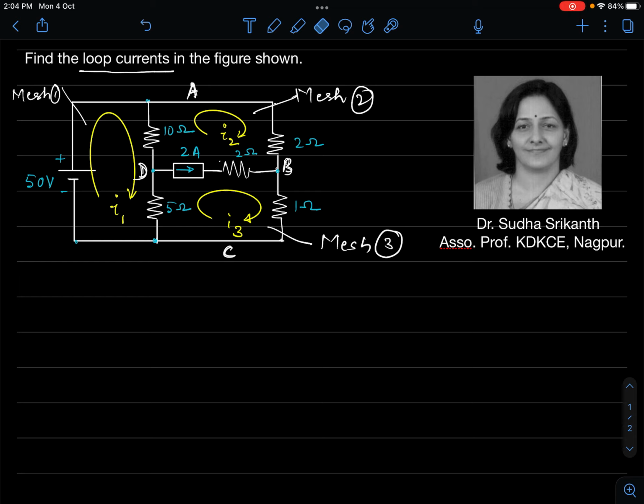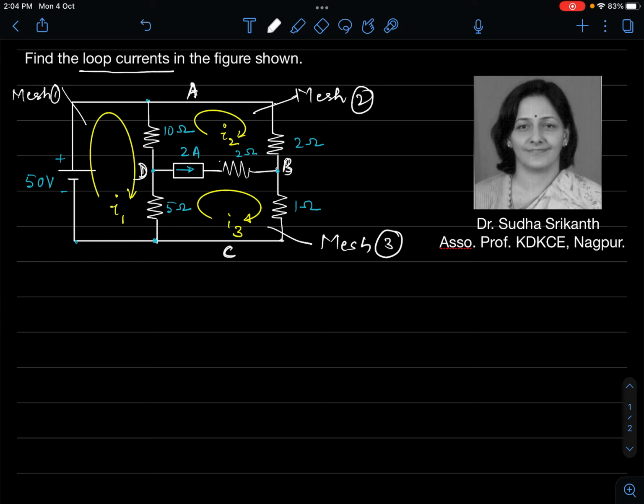See, he has used the word loop currents here, but typically you would use the word mesh currents. Anyway, it doesn't matter. So how do we proceed? We will write the equations from first principles. Why first principles, why not by inspection? You can even do it by inspection. Writing the equations by inspection is the advantage of this analytical method.